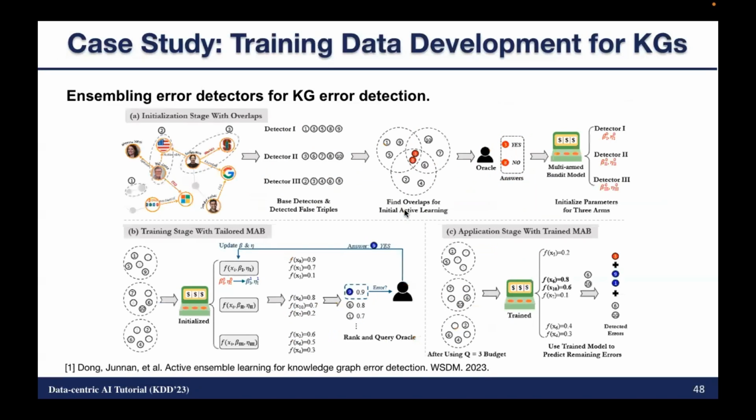As an example, there's one framework paper called Active Ensemble Learning for Knowledge Graph Error Detection, which aims to identify the errors on the graph. This paper proposed an ensemble strategy to combine different active learning strategies to improve the performance by reducing the flaws, the number of wrongly connected nodes in the knowledge graph.